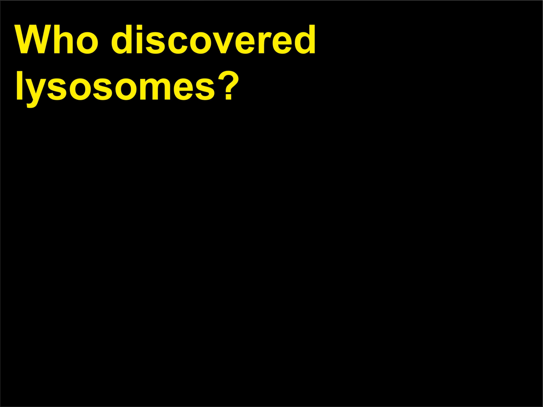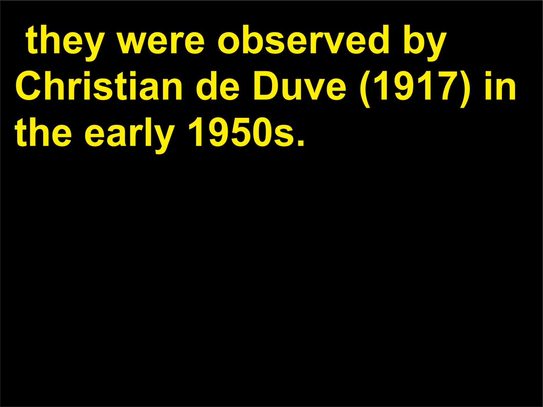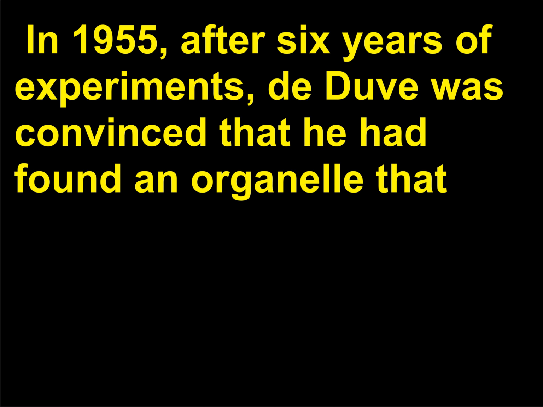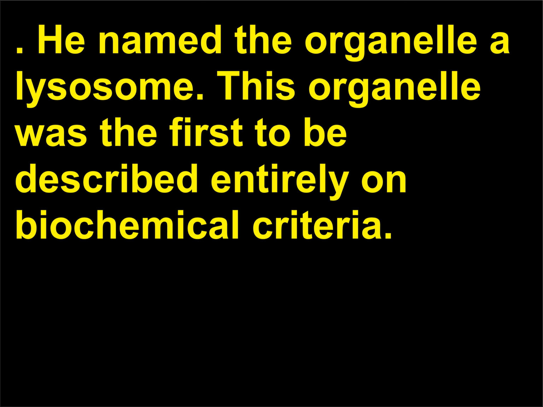Who discovered lysosomes? Lysosomes are a relatively modern discovery in cell biology. They were observed by Christian de Duve, 1917, in the early 1950s. In 1955, after 6 years of experiments, de Duve was convinced that he had found an organelle that had not been previously described and was involved in intracellular lysis, digestion. He named the organelle a lysosome.